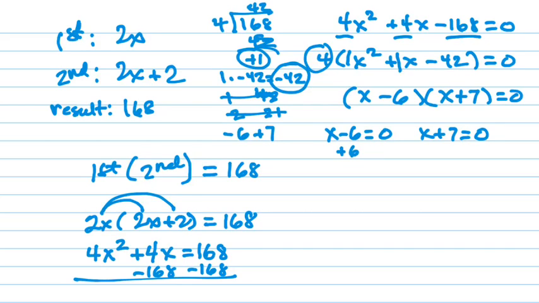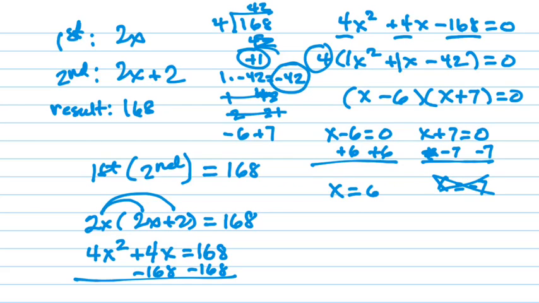Solve this one by adding 6. Gives us x equals 6. Solve this one by subtracting 7. Which gives us x equals negative 7, which I'm immediately going to throw away. Why? It ain't positive and it ain't what? Even. So, throw it away. But you have to tell why.